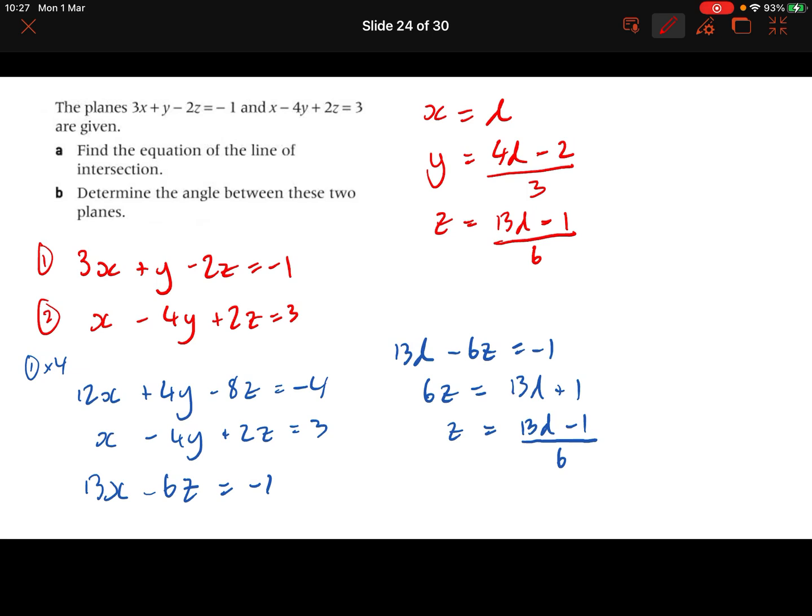From that you should be able to turn that into a vector equation of a line or a Cartesian equation of a line, however you need to do it.